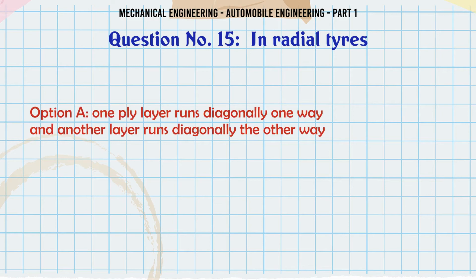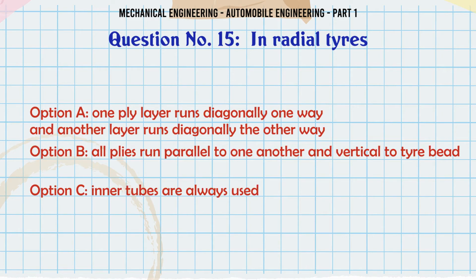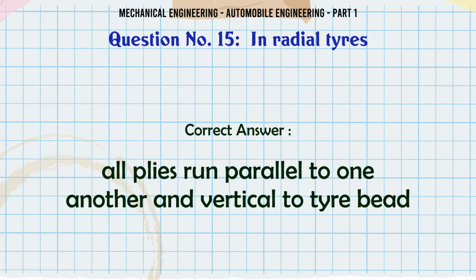In radial tires: A. one ply layer runs diagonally one way and another layer runs diagonally the other way. B. All plies run parallel to one another and vertical to tire bead. C. Inner tubes are always used. D. None of these. The correct answer is all plies run parallel to one another and vertical to tire bead.